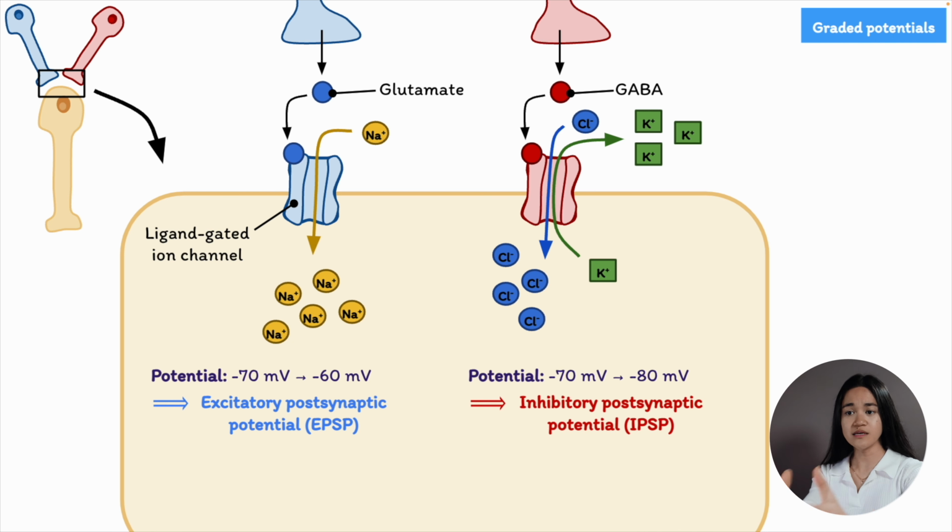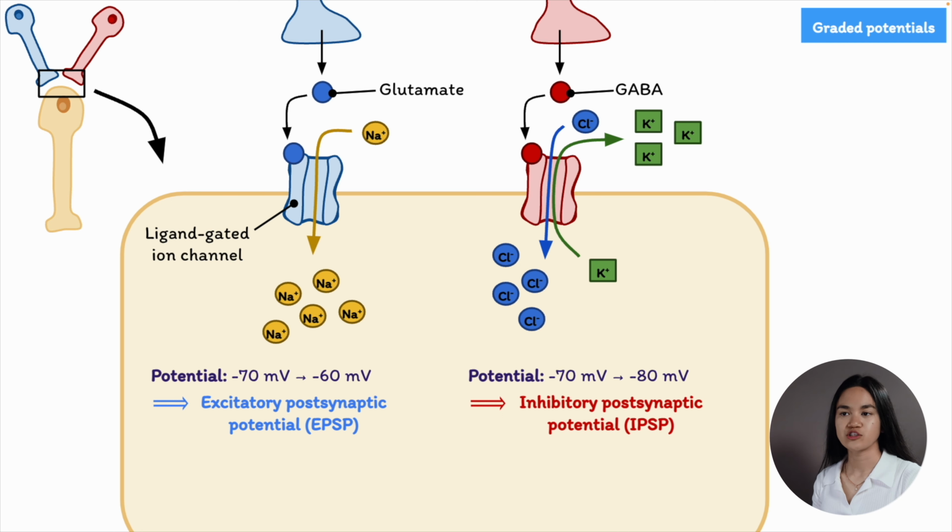Okay? EPSPs and IPSPs are graded potentials. So, taking all of this into account, the combined effect of all neurotransmitters acting on a target neuron determines whether a threshold potential is achieved. This is referred to as the grand postsynaptic potential, GPSP, which represents the entire potential in the postsynaptic neuron. It's made up of all concurrent EPSPs and IPSPs, okay?